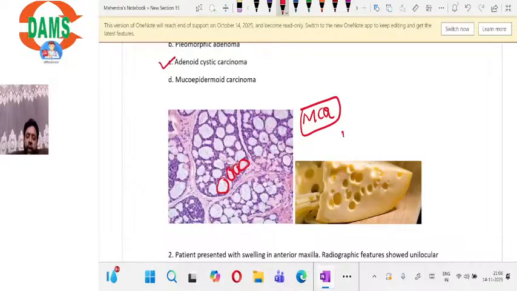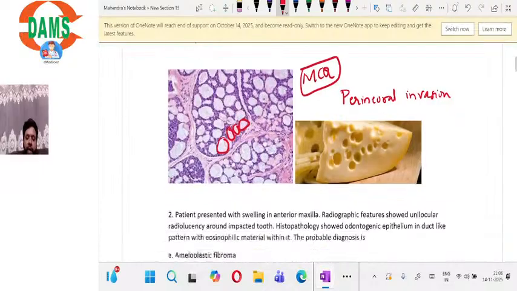One more point you need to remember about this is perineural invasion. Adenoid cystic carcinoma shows perineural invasion, and because of perineural invasion only, it exhibits a very rapid spread. Okay, let us move on to the next question here.